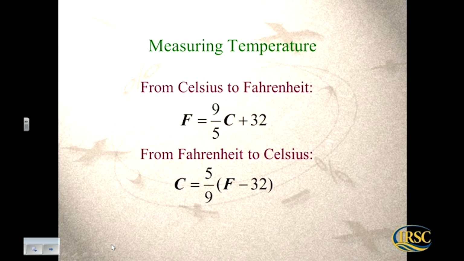The parentheses are very important. Don't forget that you have order of operations. If you're substituting a number in for F, you have to do what's inside parentheses first and then multiply by the fraction. So taking a look at some problems that would use these formulas.